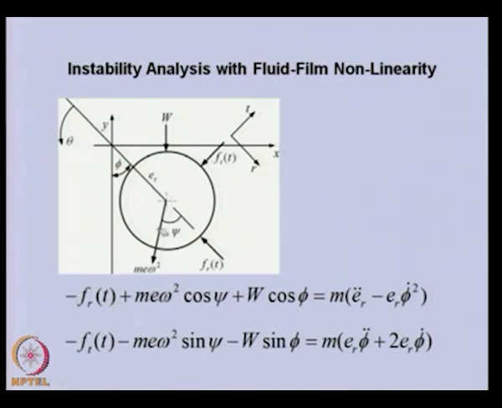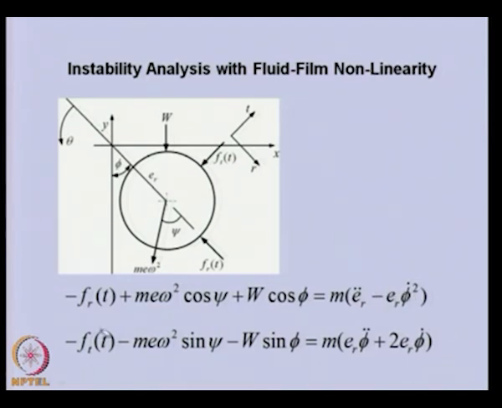This unbalanced force component of this in the radial direction will be cos psi. Then the weight component of that in the radial direction, because that angle is phi, cos phi, is equal to the mass and the radial acceleration. So, this is due to the radial motion and this is due to the angular motion. So, this is the radial acceleration, this is the centripetal acceleration.